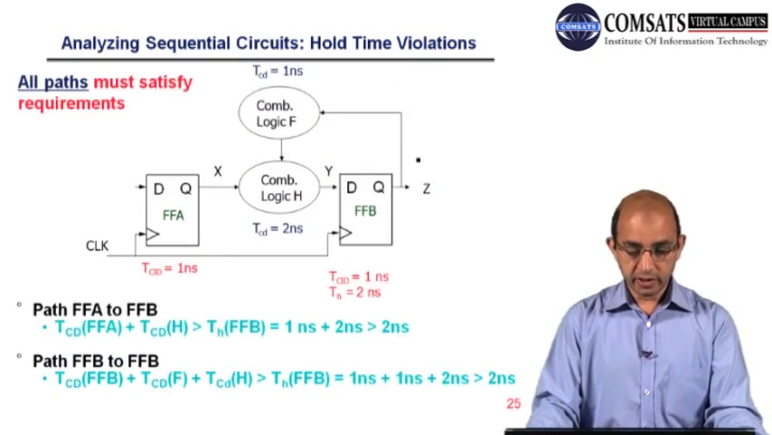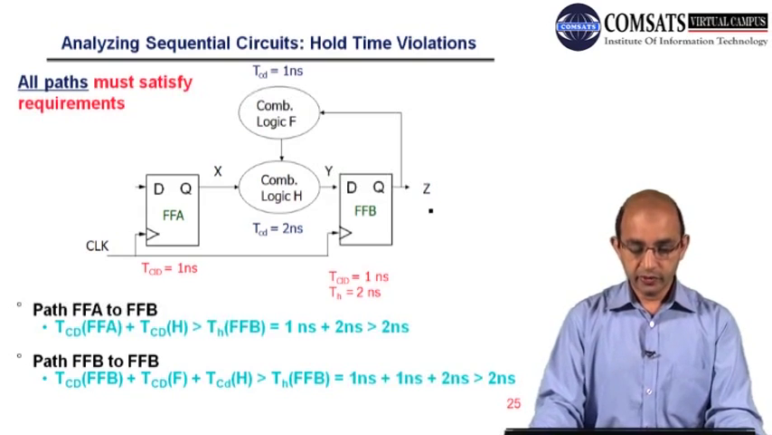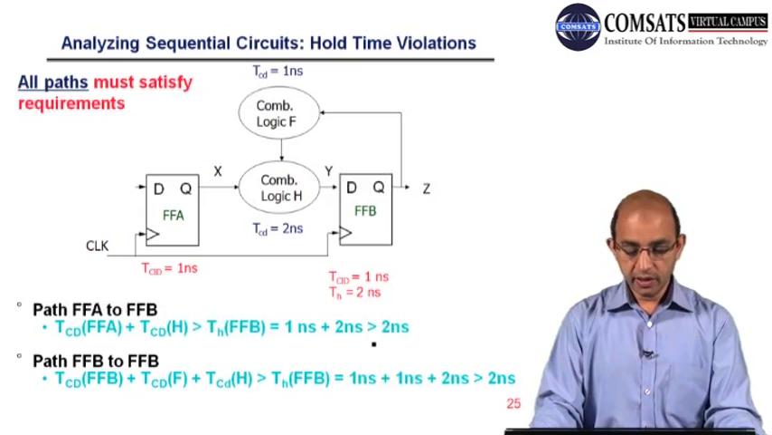Here is another path, from flip-flop B to flip-flop B, for this loop. You can see we have 1 nanosecond, 1 nanosecond and 2 nanoseconds, which is again 4 nanoseconds, but we always take the shortest path, so this is the shortest path. It means the TCD should be greater than 2 nanoseconds, because 2 nanoseconds is the hold time.